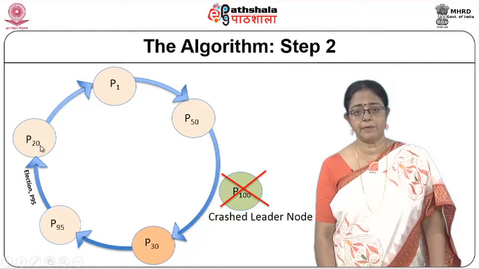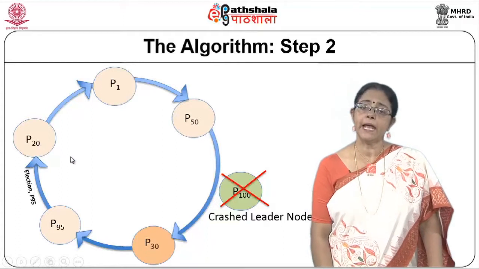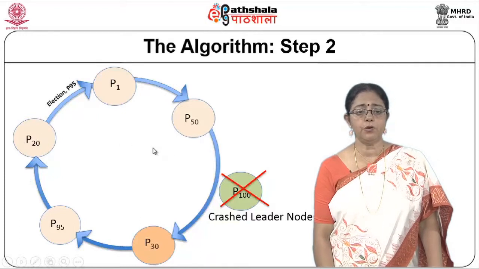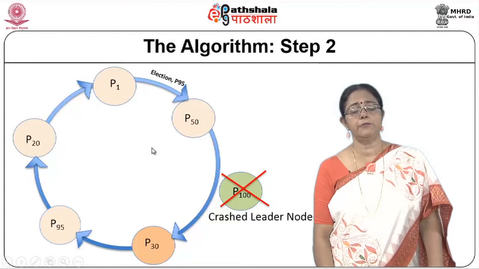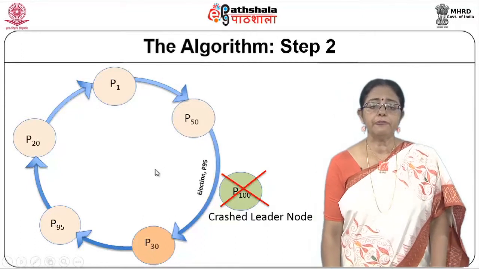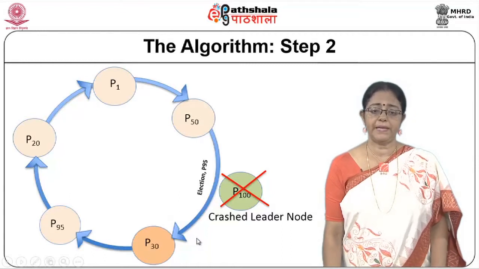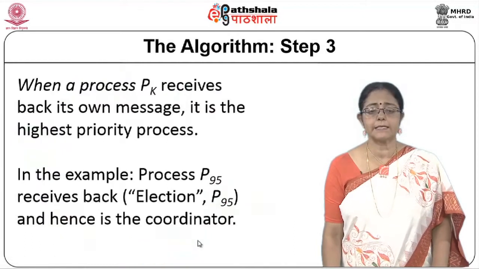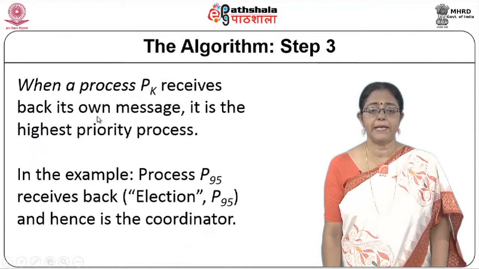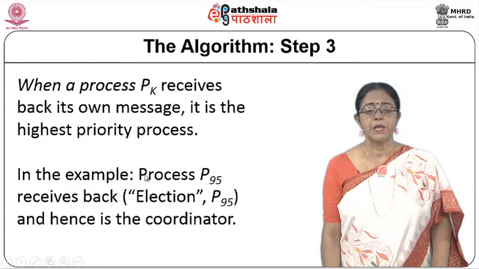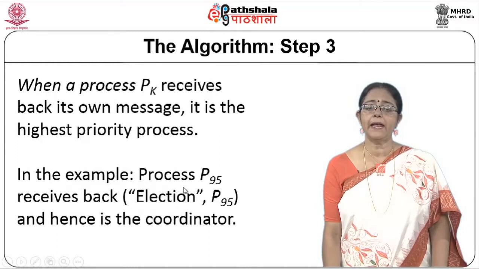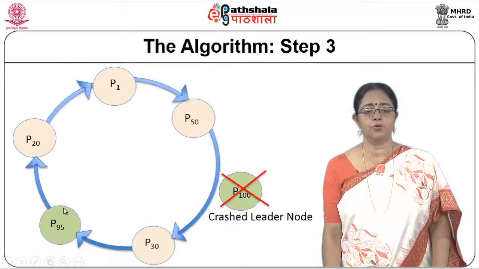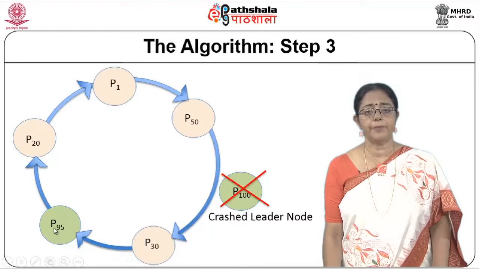Now, p20 will receive the message election comma p95, but p20 has a lower number, so it will simply forward the message to the next node. P1 similarly will forward the message to the next node. P50 will also forward the message to P30, and P30 also will forward the message to P95. This is the third step of the algorithm, which says that when process Pk receives back its own message, in this example P95 received back the message election comma P95, and hence it understands that it is the coordinator. So, P95 now has become the coordinator.